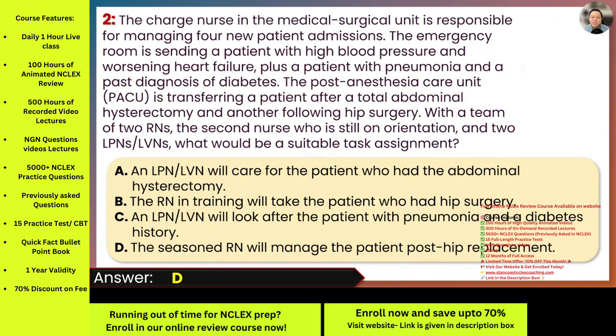And a post-op patient requires an RN with strong assessment skills, and that's why we're not going to select letter B. So again, who needs the most experienced care? Well, of course, those patients that are post-op, unstable, or high-risk patients. And if you are going to ask who can safely manage stable medical patients, that should be the RN in training, and the LPNs can take those patients that will require routine care, vital signs, and ADL. So I hope that you got this item correctly.